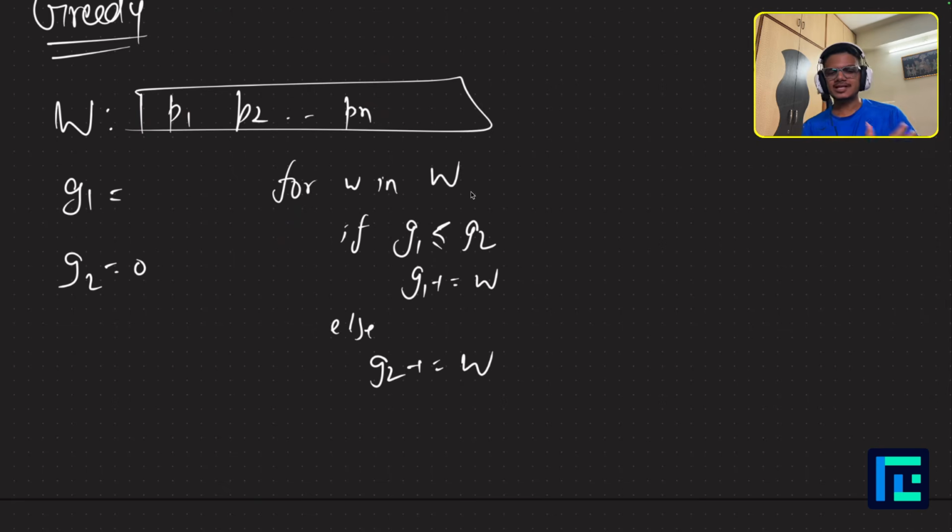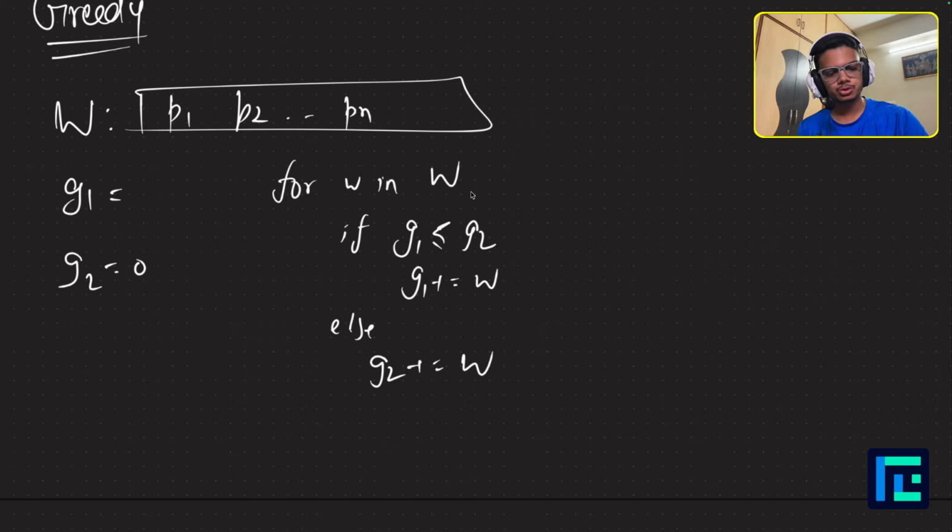Because the strategy makes sense. Why? Because what you're effectively doing is trying to keep the sums of the two sets as close to each other as possible. But this strategy has a fundamental flaw and it doesn't work. Why doesn't it work? Because you cannot reconsider your choices.